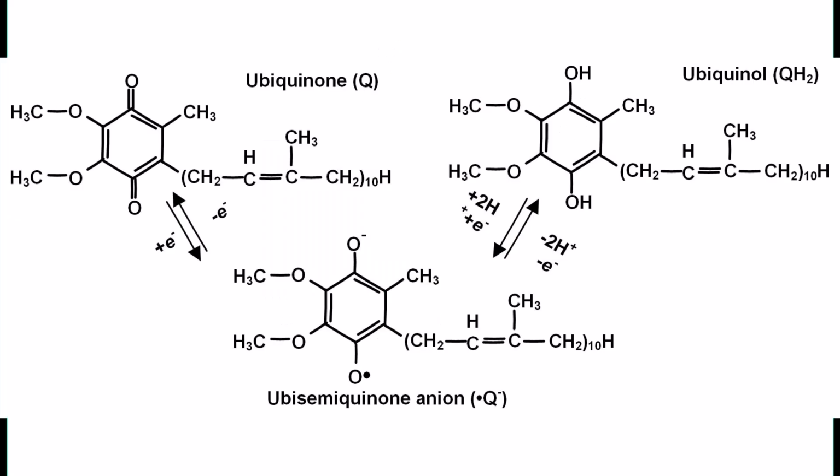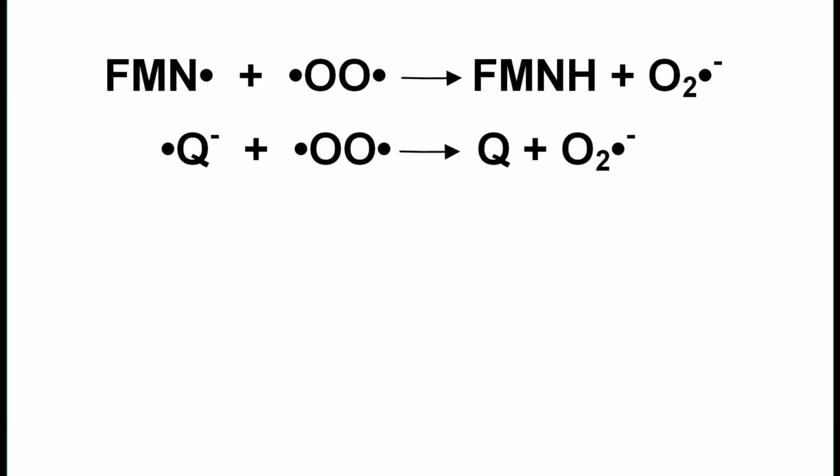Look at the 3 redox states that allow FMN and Q to transfer 1 or 2 electrons at a time. Here are the reactions that make superoxide. There are multiple places in mitochondria where we find Q or FAD. All of these locations are potential sources of superoxide.